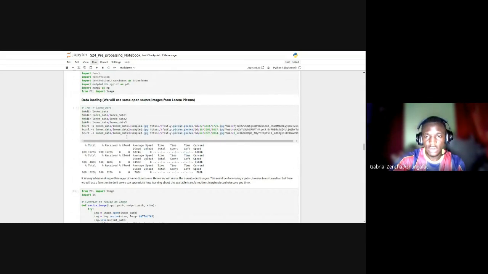Of course, they are open source. You can get them from Lorem Picsum. With this code, we download three random images.